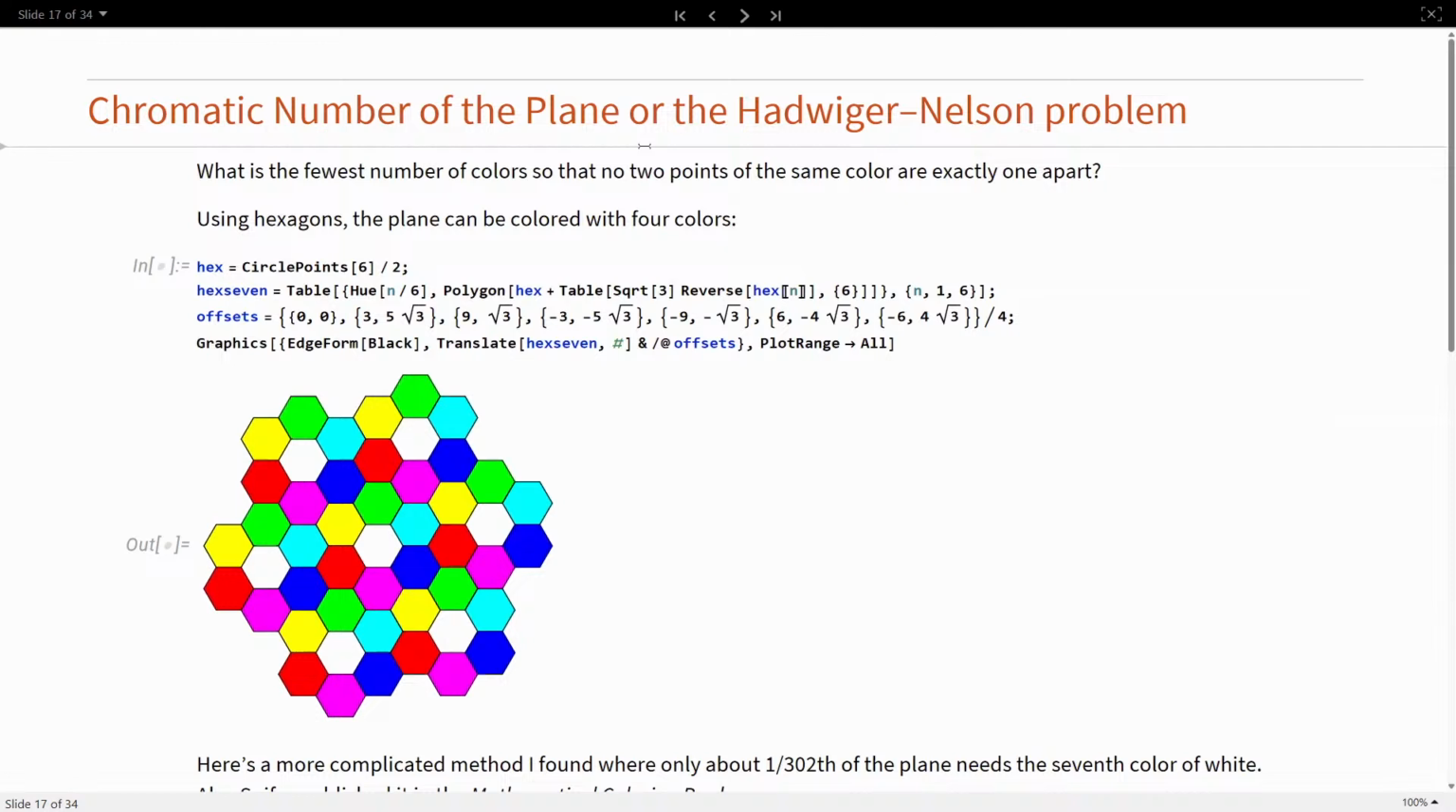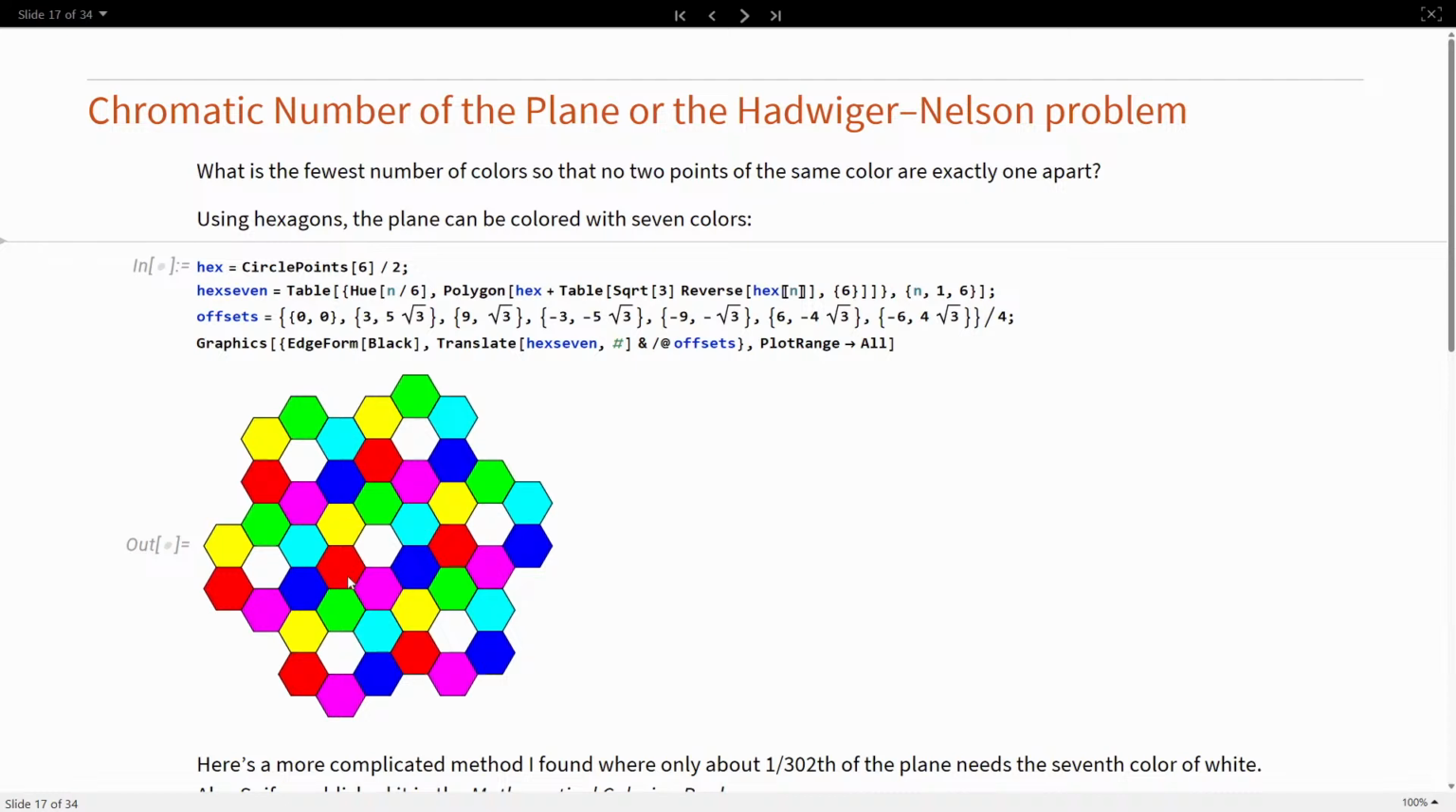So a famous problem in both recreational mathematics and recreational geometry, geometry in general, and combinatorics is the chromatic number of the plane problem. What is the fewest number of colors so that no 2 points of the same color are exactly 1 apart? Well, one way of doing this, there should be 7 colors here. One way of coloring the plane in 7 colors is this method here.